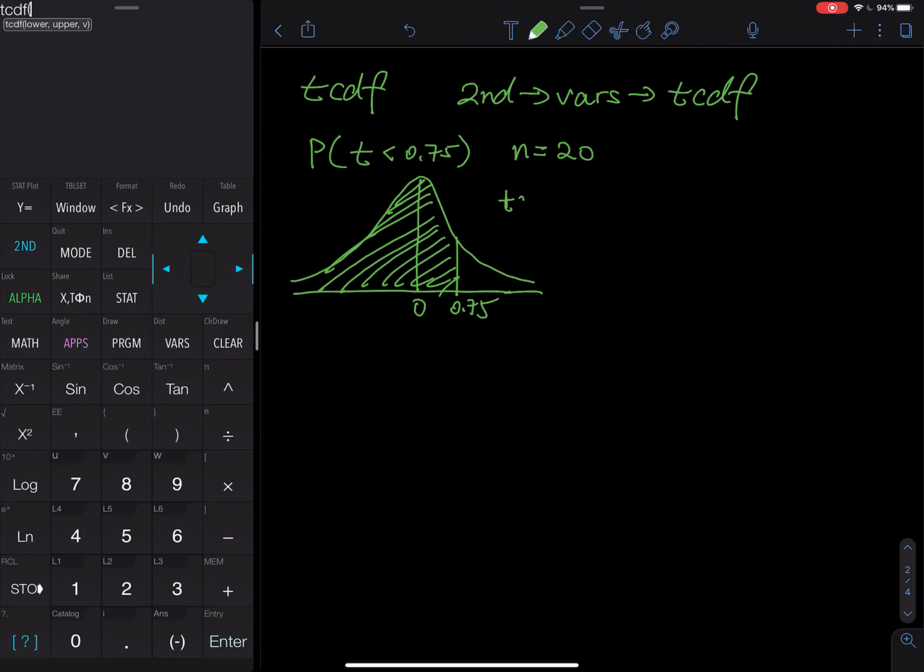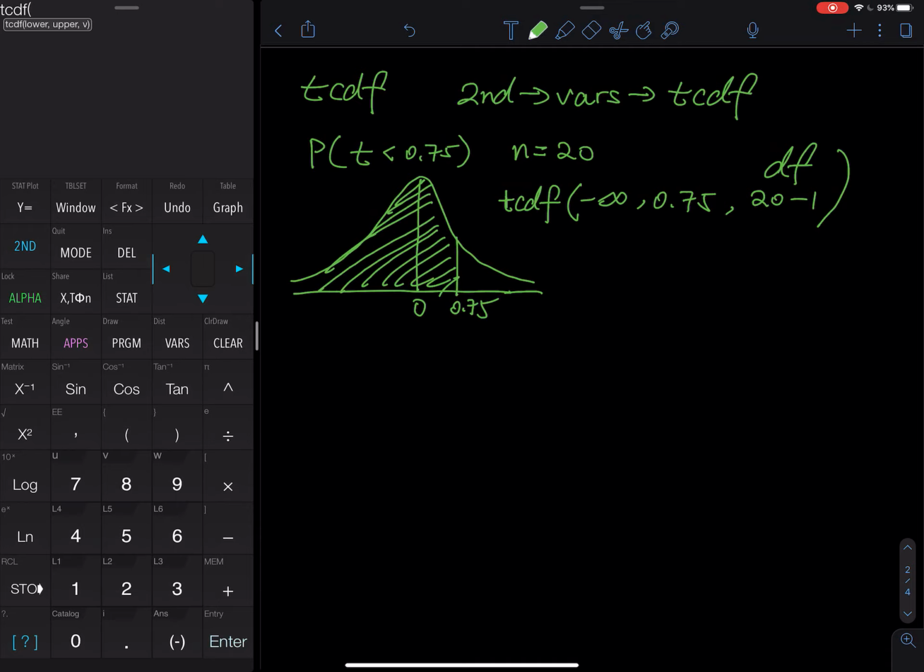So to get the area, this is equal to tcdf, and then the left limit is negative infinity, and then to 0.75. The right limit, do we need the right limit? The right limit is 0.75. What is next? The next thing is you have the degree of freedom, which is 20 minus 1.